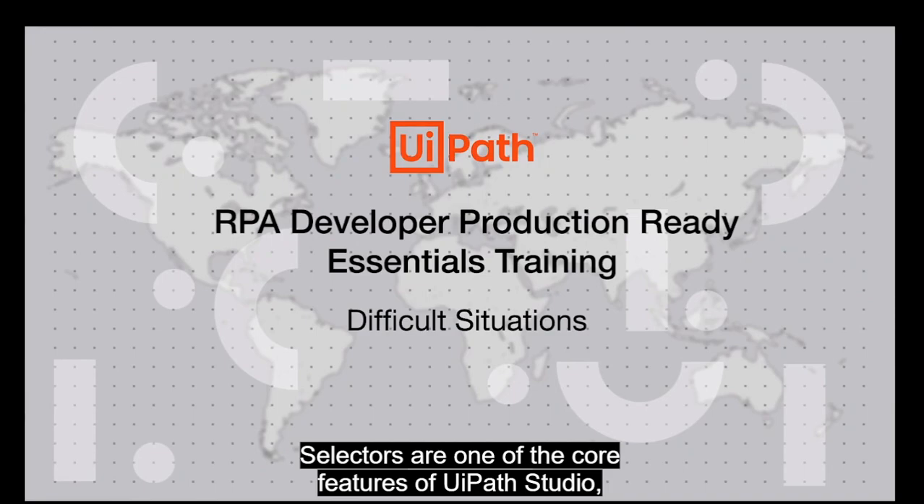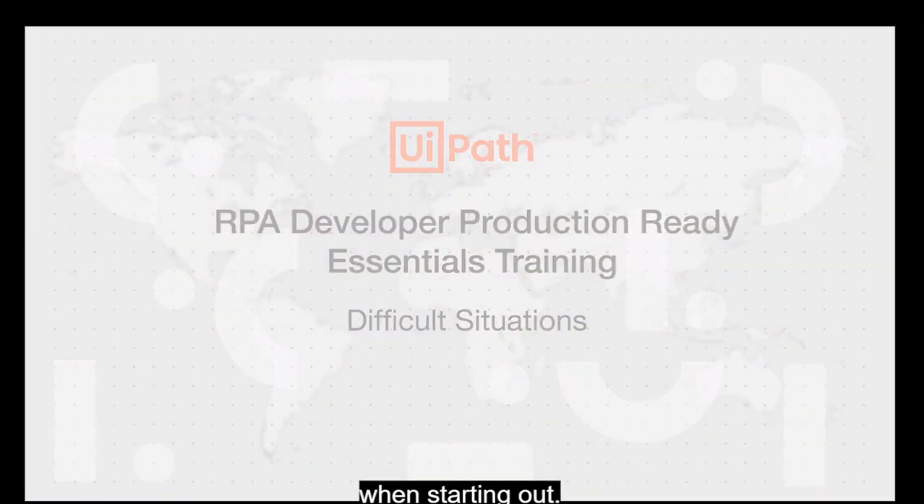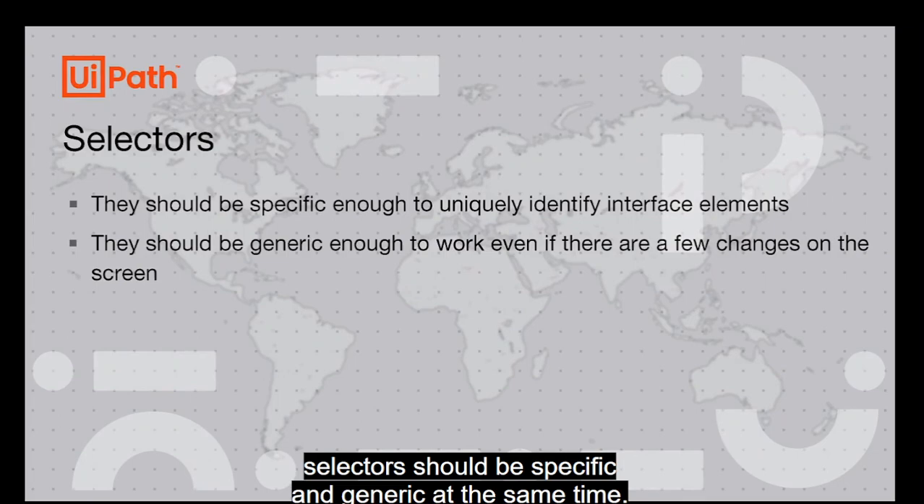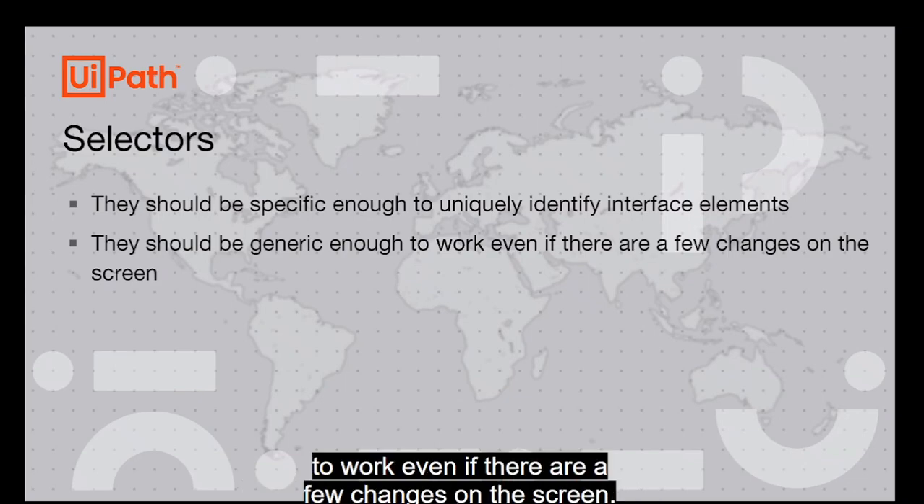Selectors are one of the core features of UiPath Studio. However, they may be a bit challenging to understand when starting out. One of the difficulties relates to the fact that selectors should be specific and generic at the same time. To be more precise, selectors should be specific enough to uniquely identify interface elements, but also generic enough to work even if there are a few changes on the screen.